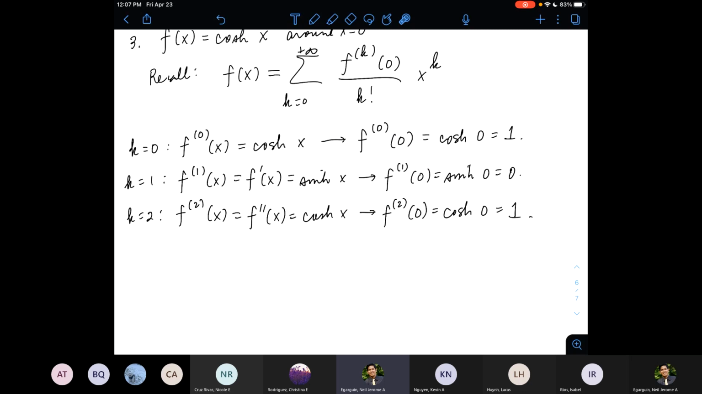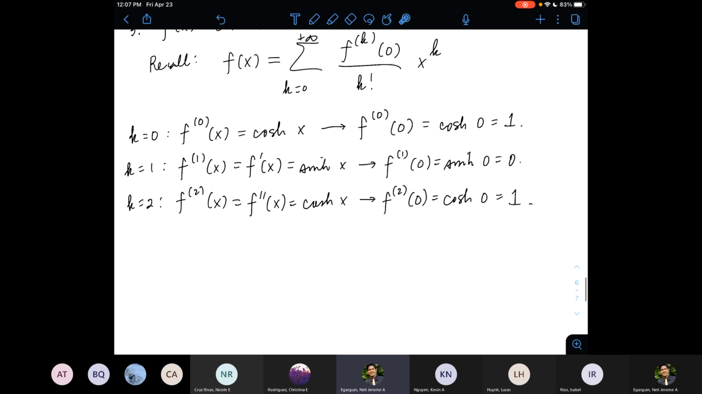And if I do the same thing for k equals 3, I'll see that I'll just have a sinh again, and sinh of 0 is 0. After the sinh, I'll be getting a cosh, which will give me a value equal to 1. So it appears that this will just be 0, followed by 1, followed by 0, followed by 1. We have a 1 whenever k is even, right? 0, 2, 4, and so on. And it's going to be 0 for odd values of k.